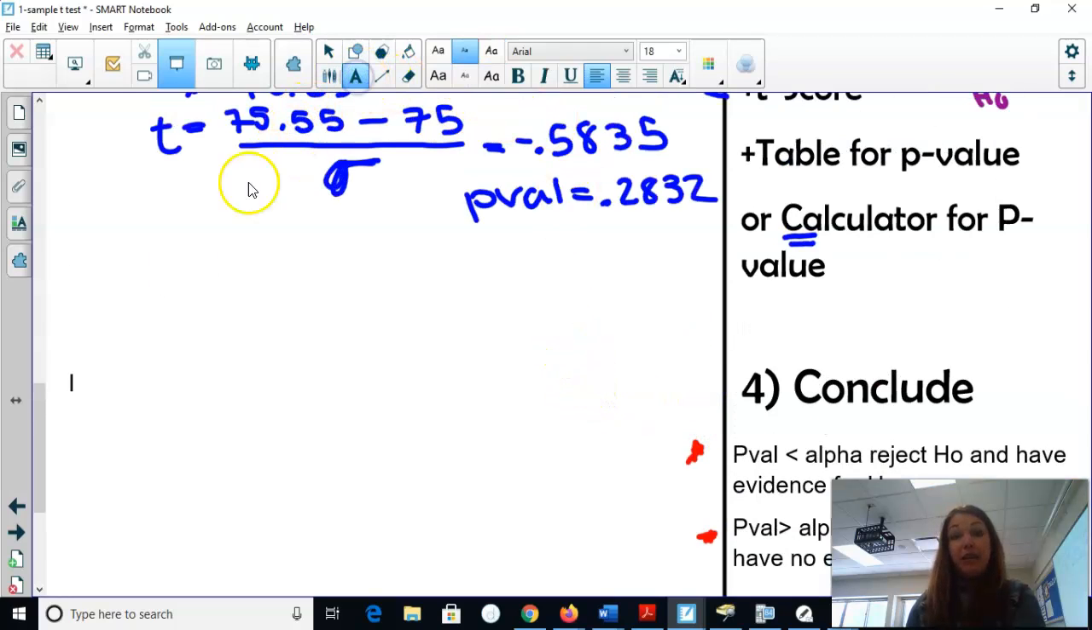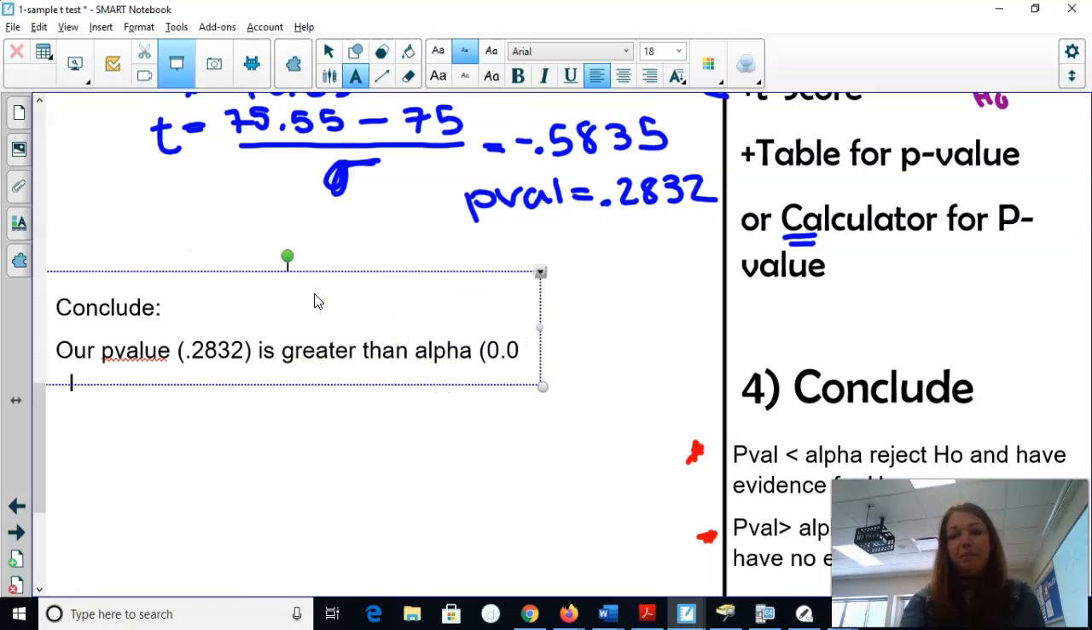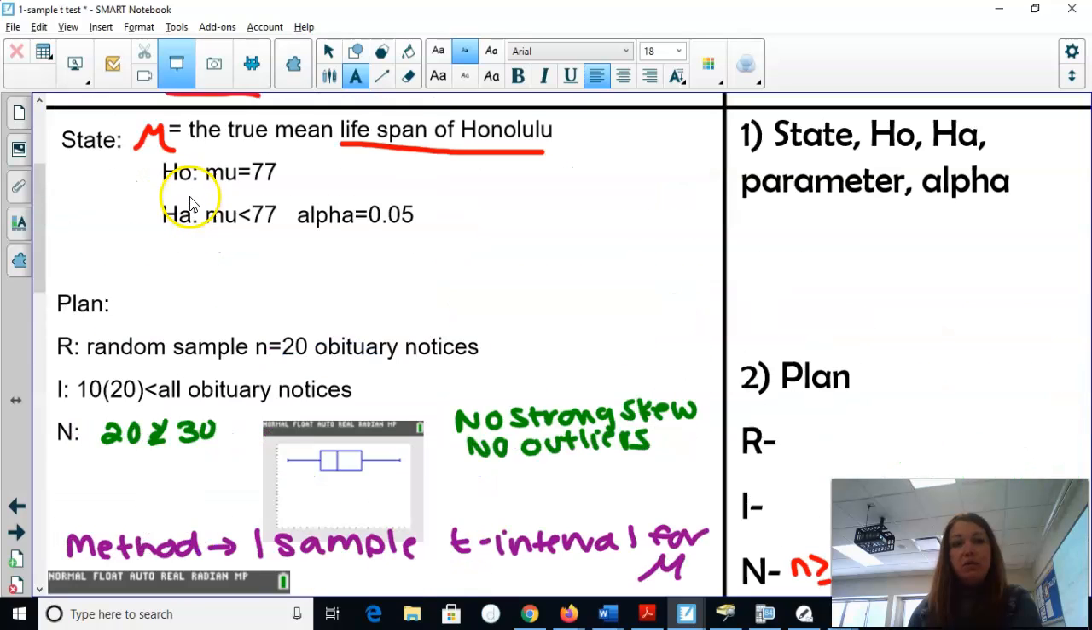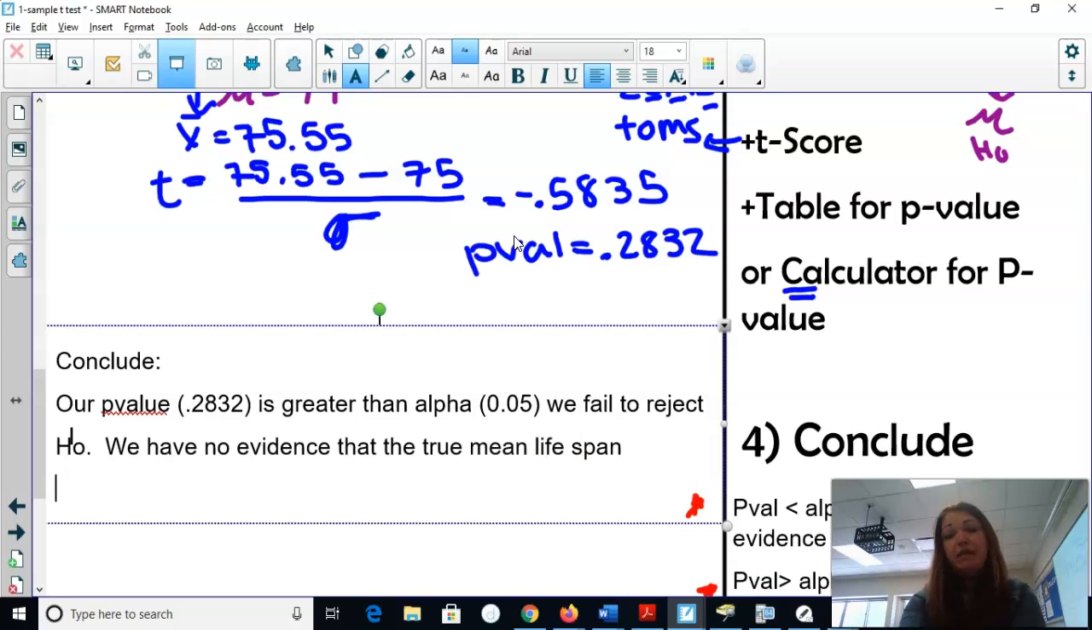Let's look at our p-value now and conclude. Okay, our p-value is greater than alpha. I noticed some of you are writing that out. I like this. You don't have to do that, but I like that. So we fail to reject our null hypothesis. We have no evidence for HA. Well, what is HA? HA is mu is less than 77. What is mu? The true mean lifespan of Honolulu residents. So I'm going to say we have no evidence that the true mean lifespan for Honolulu residents is less than 77 years old.